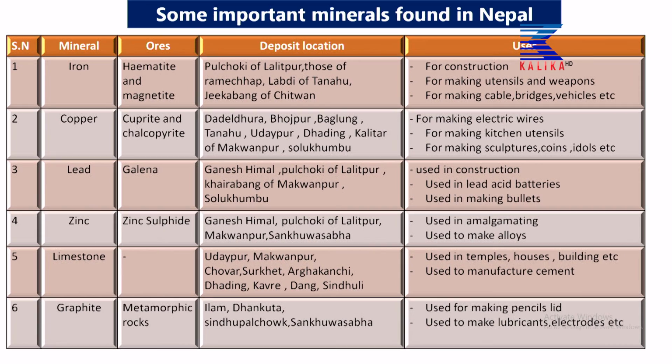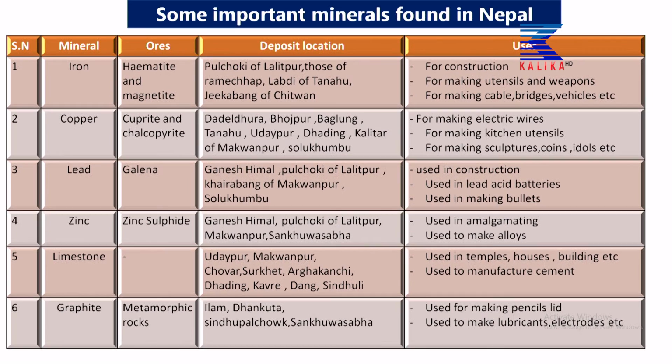Deposits of limestone are found in Udaipur, Makwanpur, Chobar, Surkhet, Arghakhachi, Dading, Kavre, Dang and Sindoli. Some other places also may be there, but these are the principal places where extraction of limestone has been in process. I mean to say, extraction has been regularly done from these places.